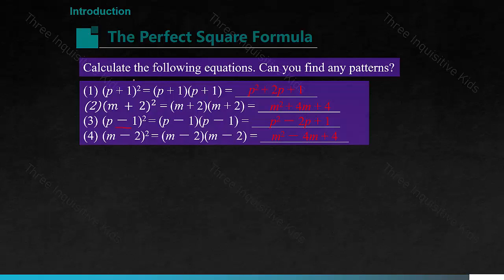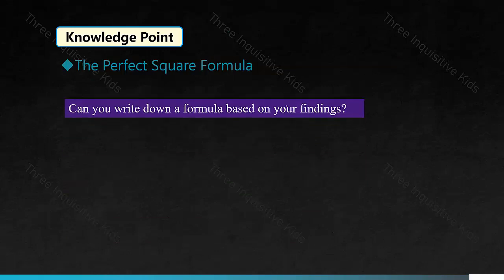But if you think about it, subtracting a number is the same thing as adding its additive inverse. Here we have p minus 1, but technically we can still use the perfect square formula if we look at it like this, p plus negative 1. Can you write down a formula based on your findings?